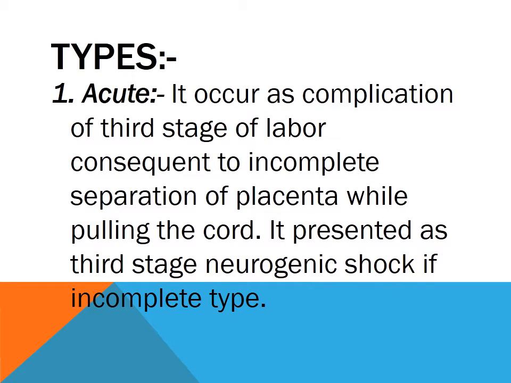There are two types of uterine inversion, acute and chronic. Acute has been discussed in the fourth-year lecture about traumatic injury of the genital tract, and we know that it occurs as a complication of the third stage of labor, consequent to the incomplete separation of the placenta and pulling of the umbilical cord to deliver the placenta. It is presented as third stage neurogenic shock, especially if it is incomplete type.